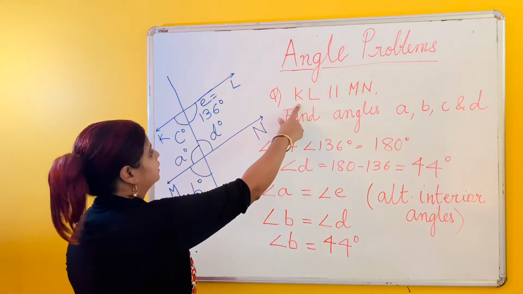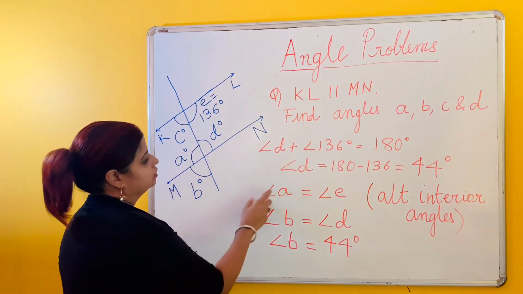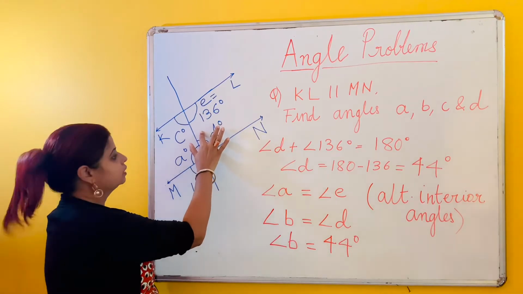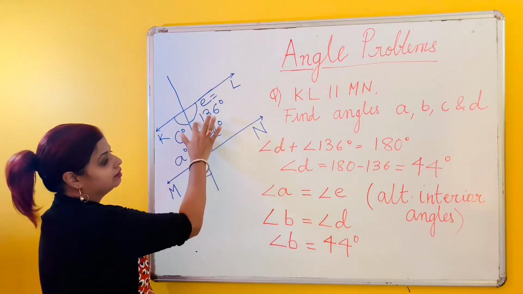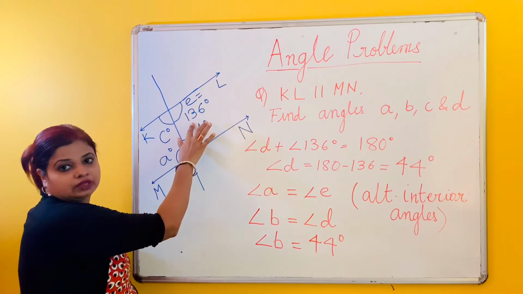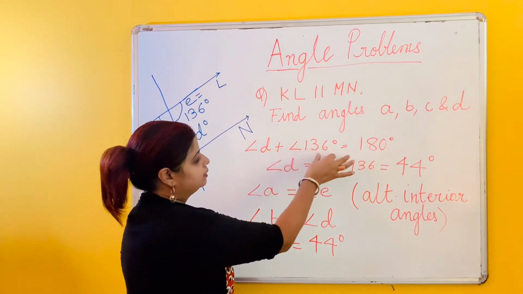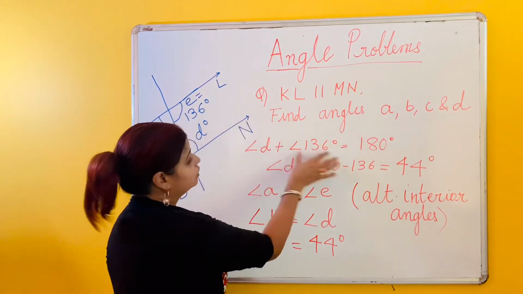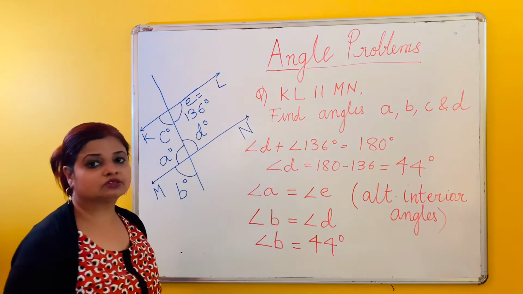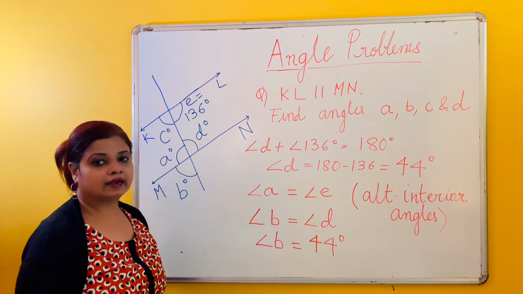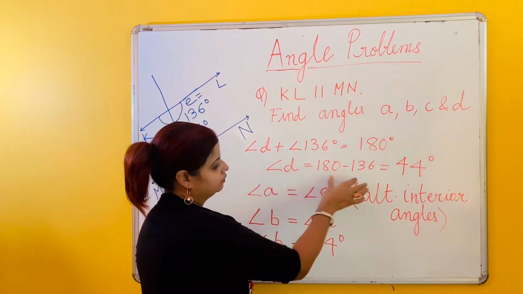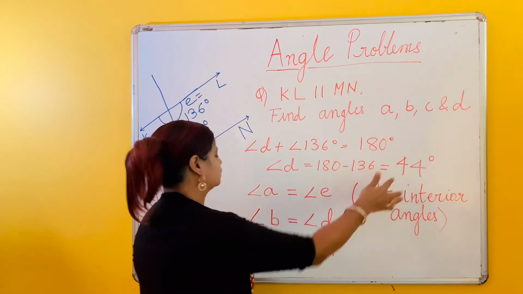What is given? KL is parallel to MN. First you have to understand these are angles on the same side of the transversal: angle D and this angle, let's call it E, and this is equal to 136 degrees. So angle D plus angle E is equal to 136 degrees. And these two add up to 180, because angles on the same side of the transversal add up to 180. Using this you can calculate angle D. Angle D will be 180 minus 136, which is 44.